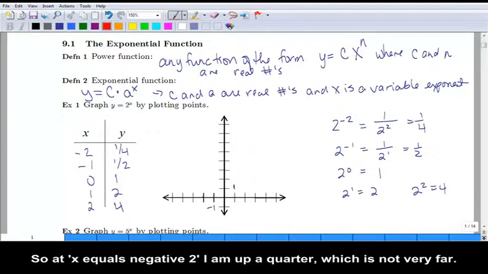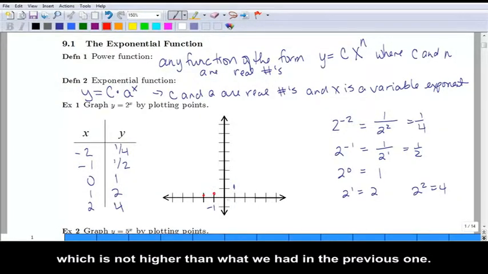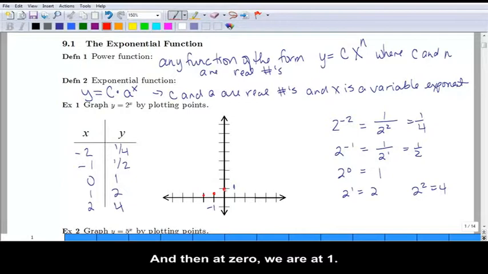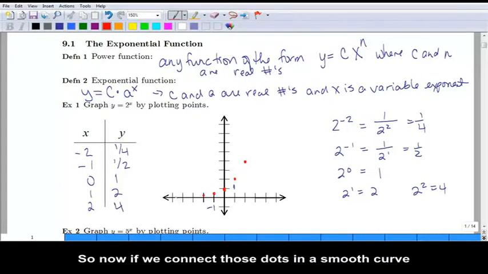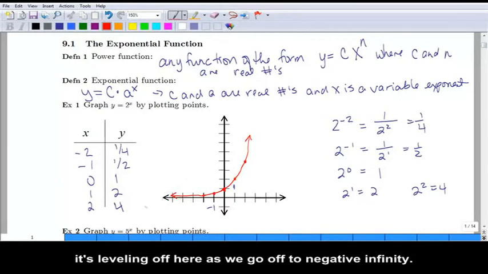So at x equals -2, I am up 1/4, which is not very far. At -1, I'm at 1/2, which is not much higher than what we had in the previous one. And then at 0, we are at 1. At 1, we are up here at 2, and so now this starts to grow really fast. At 2, we are up at 4. So now if we connect those dots in a smooth curve and continue it on in its trajectory, we end up with a curve that looks like this. So notice that it is very shallow. It's leveling off here as we go off to -infinity, and it is increasing rapidly as we increase x.